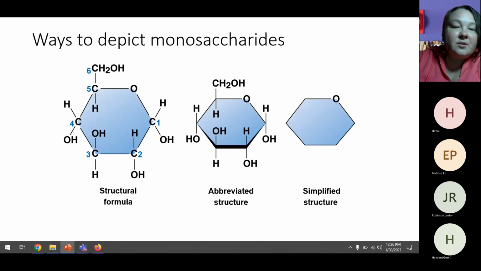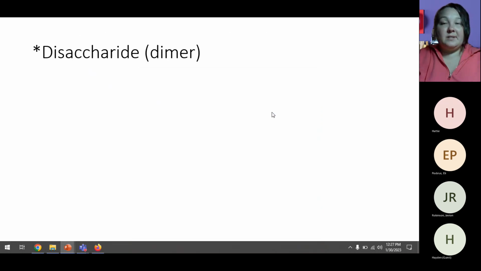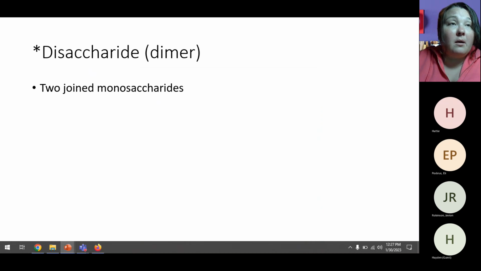So if you take these circular molecules, let's just look at this one, and you break it at any particular point and you stretch it out into a linear molecule, it looks like this. So this also is glucose, and then this is fructose. You don't have to memorize those, but I want you to know what they are when you see them.